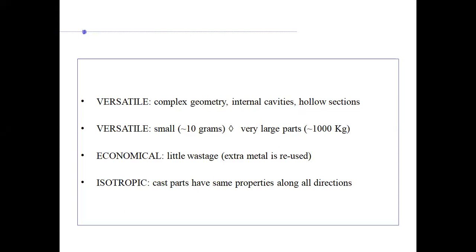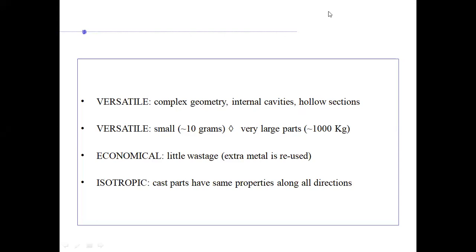Economical as well, there is little wastage, isn't it? Extra metal is reused. The molten metal which is being poured goes inside and takes the shape of the mold cavity, right? In other processes, for example machining, as I was explaining, we saw in the video that you have to remove the material. Subtractive manufacturing is what we call it. That material is removed in the form of chips or in any other form, like for example in stamping, where you have coins being made.